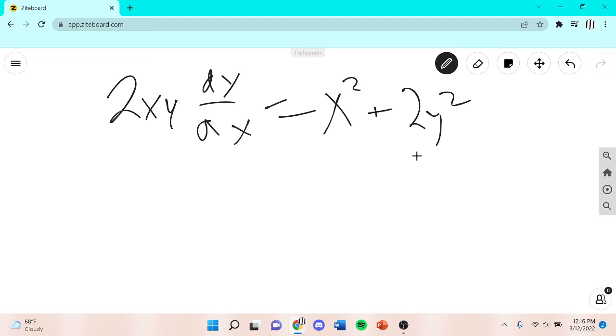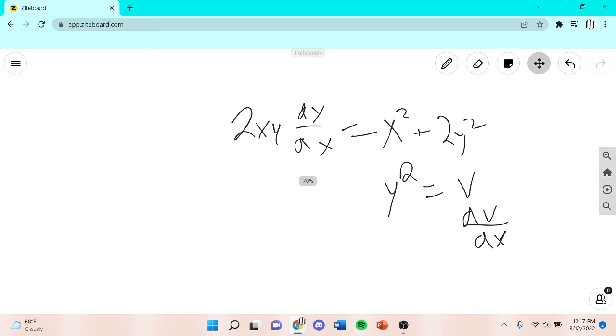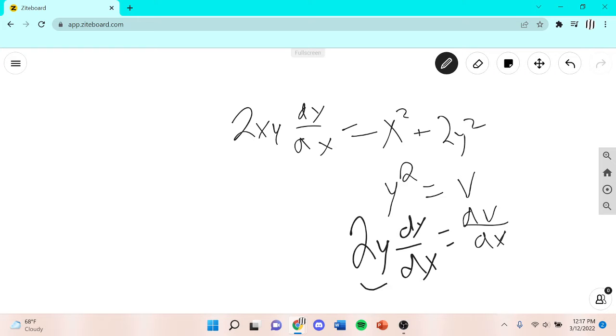So we know that we could set 2y squared equal to v, let's say, just like a regular substitution. Sorry, actually, we should just make this y squared. And then we're going to solve for the derivative of v with respect to x. So that will just be equal to 2y times dy over dx. So if you see how we're going here, we're using this fact and substituting it back into this.